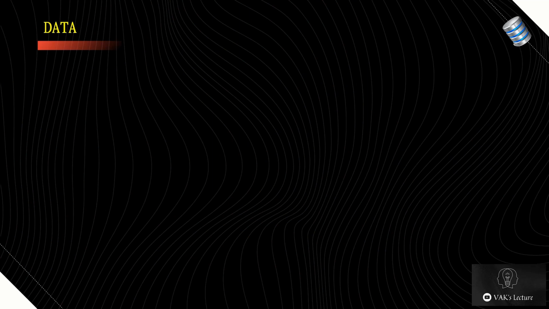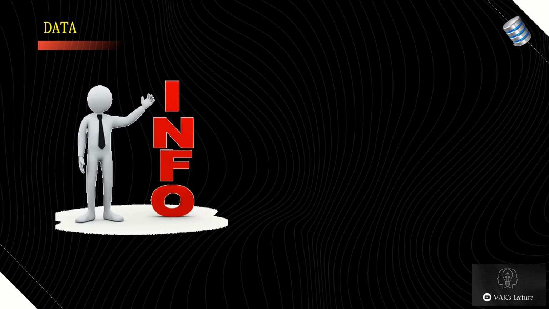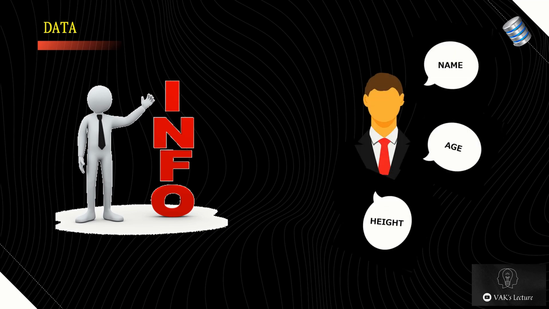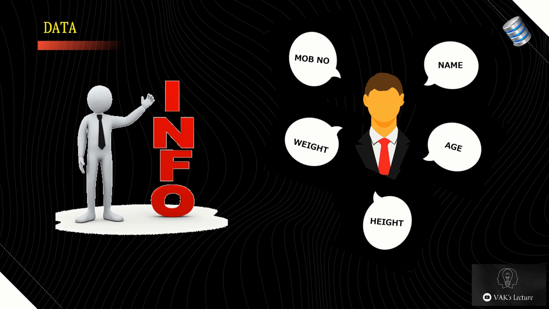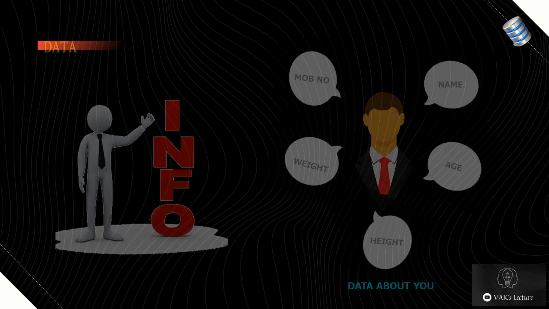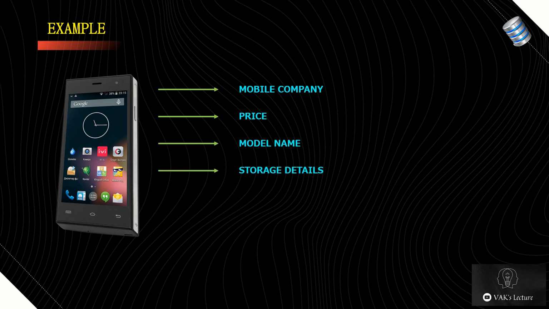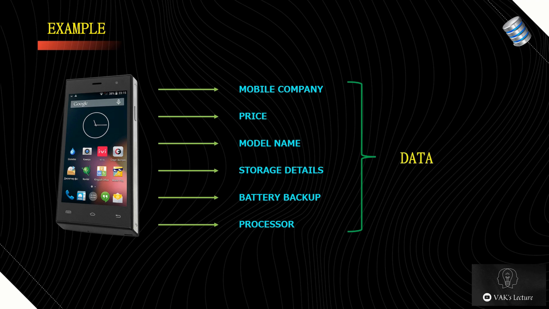Database is about data. Before going to see what database is, first of all, we have to know what data is. Data is simply information about something, for example, your name, your age, your height, your weight, mobile number, etc. So basically, this is the information about you. That means this is the data about you. Let us consider another example of mobile. Company who built the mobile, price of the mobile, mobile model name, information about storage, battery backup, processor, etc. All are the data about the mobile.